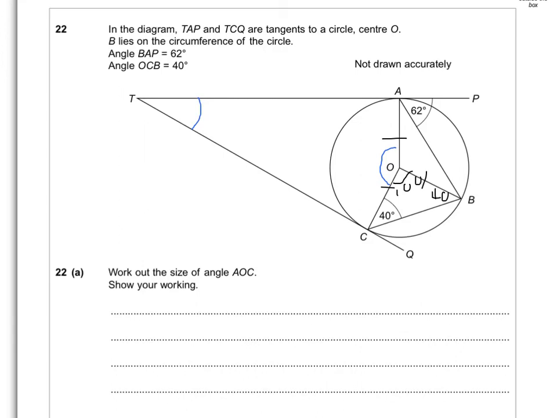We can keep going. The next thing I see is a circle theorem. That is 90 degrees, the angle between a radius and a tangent. So if that's 62, take it away from 90 to get 28. And because we have an isosceles triangle here, we also have that this is 28.